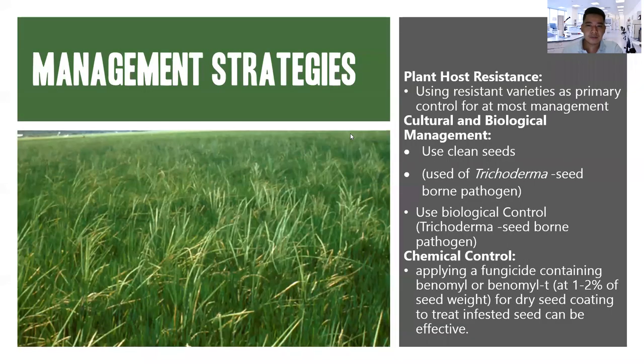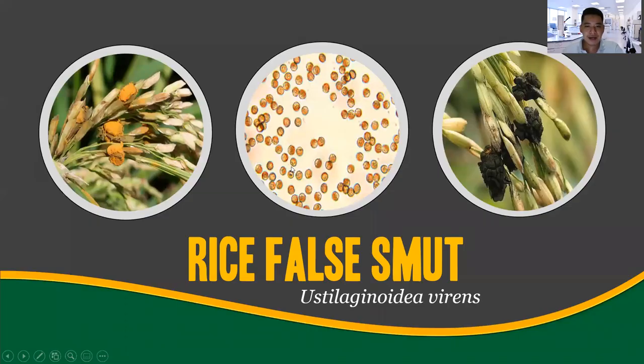So, use Trichoderma for seed-borne pathogen. So, application po ng Trichoderma as a biological control agent po. Then chemical control, applying fungicide containing Benomyl or Benomyl-T. So for dry seed coating, to treat infested seed can be effective. Yun po. So next one is the rice false smut caused by Ustilaginoidea virens.